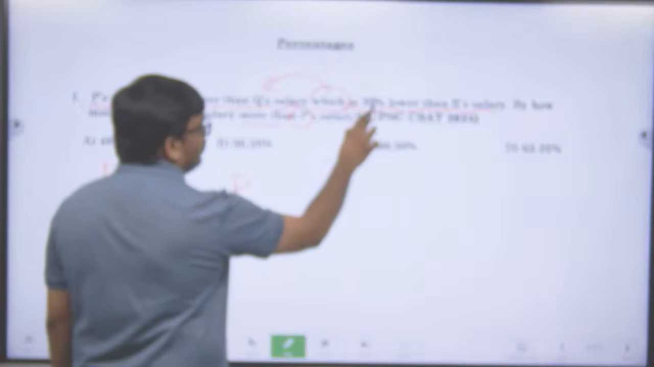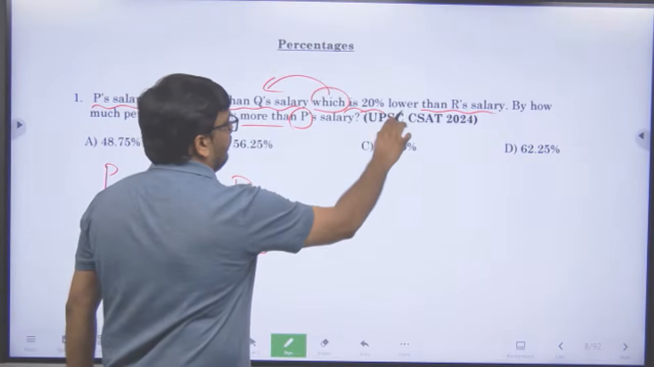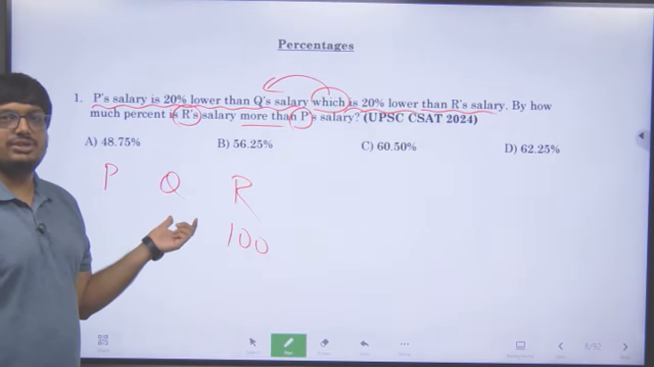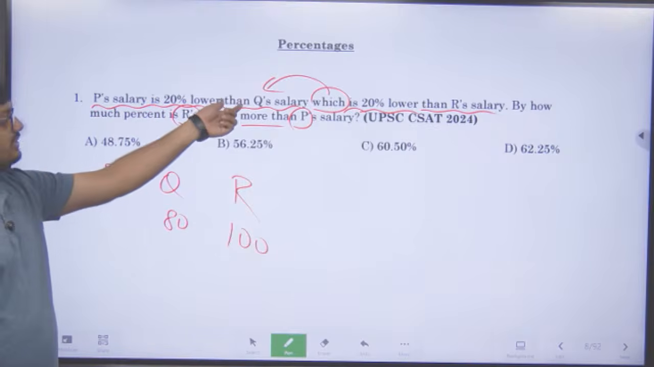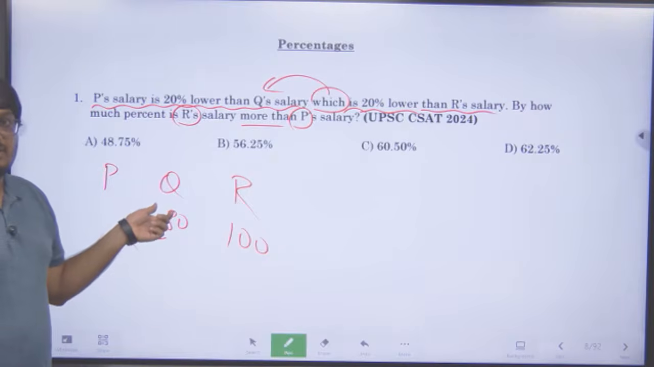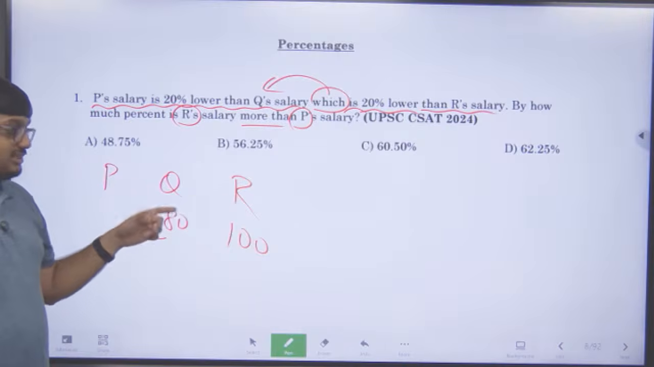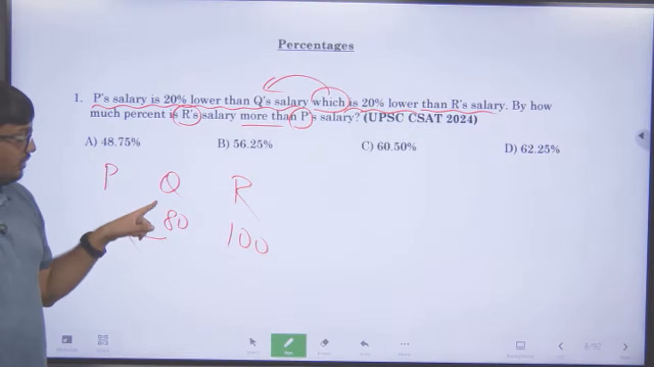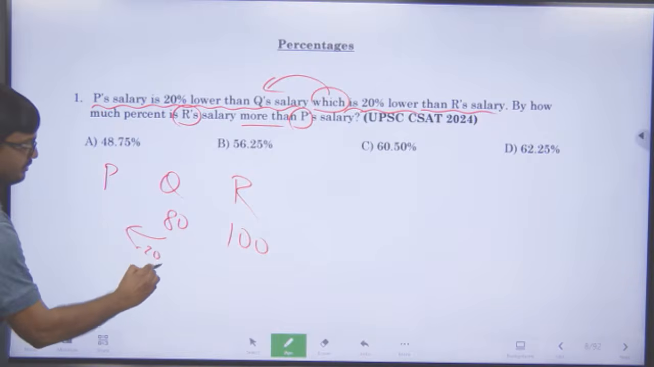Q's salary is 20% lower than R's salary. Reverse engineering process. Come from backwards here. If R's salary is 100, Q's salary is 20% less. Directly you can write 80. And P's salary is 20% lower than Q's salary. Listen carefully. P's salary is 20% lower means you should not write 80 minus 20. The base should be 100 for 20% to mean 20 only. For 80, 20% less means take minus.